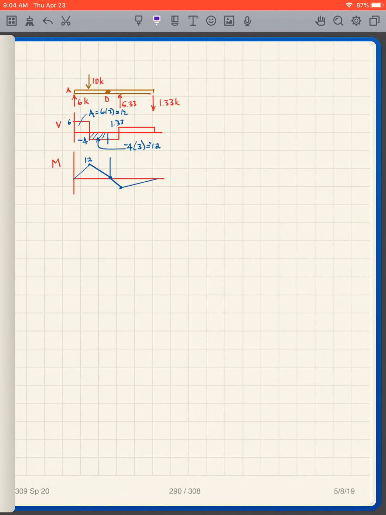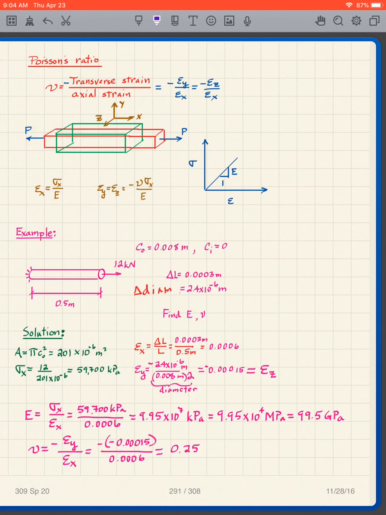Okay, I'm going to skip that and that. All right, I want to cover one more topic, and we're going to start using Poisson's ratio. If you're familiar with that, I'll just refresh your memory. What is Poisson's ratio? It's the symbol nu, and it is the negative transverse strain divided by the axial strain.